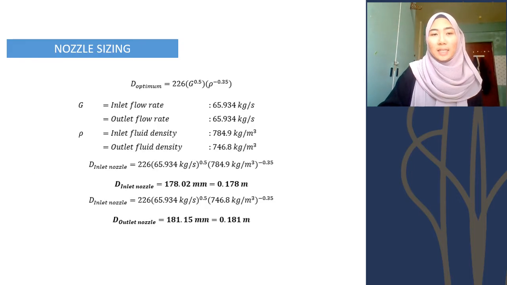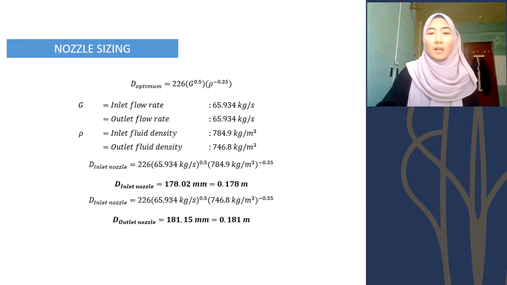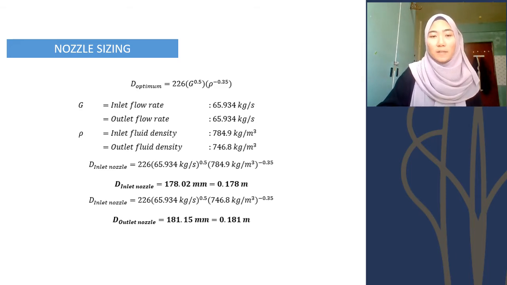The nozzle sizing is obtained from the Chemical Engineering textbook, Volume 6, 4th edition, which gives the inlet diameter of the nozzle around 178.02 mm. Meanwhile, the outer diameter of the nozzle is 181.15 mm.